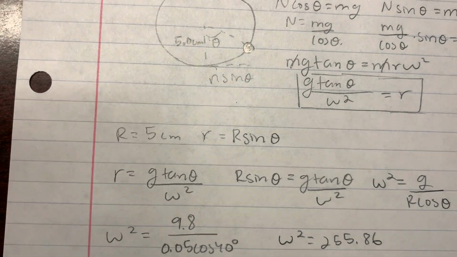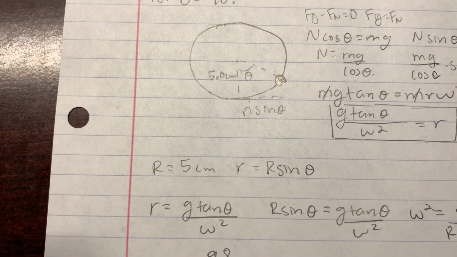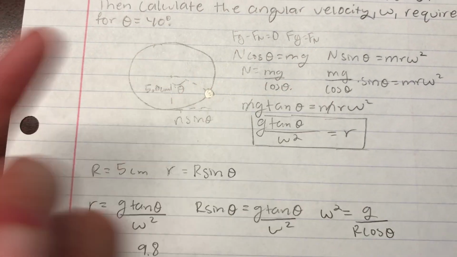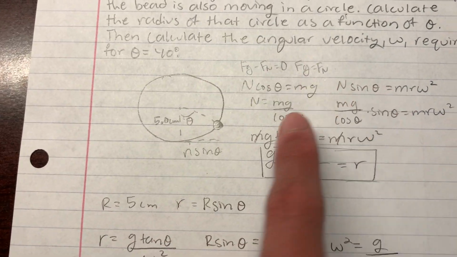And so we're going to make one component of N balance the bead's weight, and the other component of N provide the centripetal force. So this one balances the bead's weight and this one provides the centripetal force. So those are the two equations.